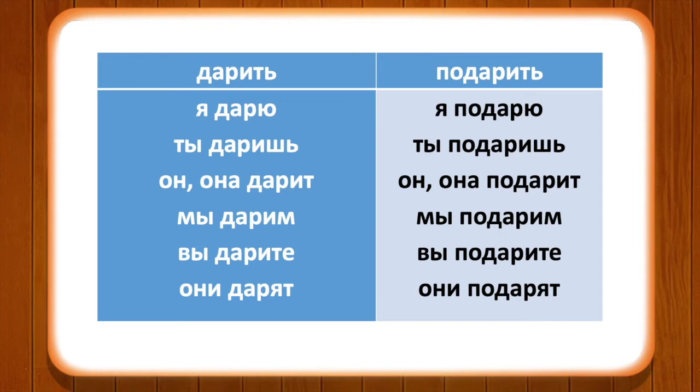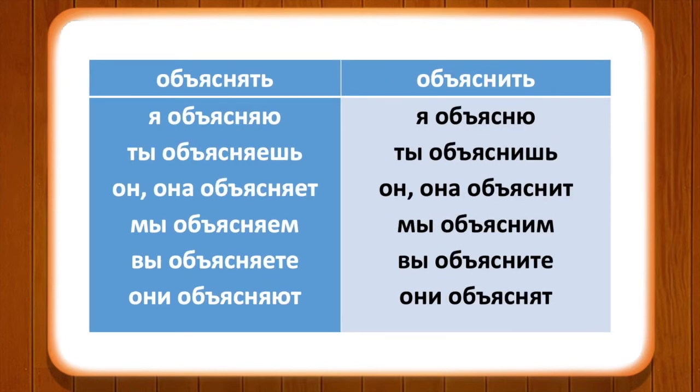Now let's go ahead and pay attention to the next set of verbs, abisnach and abisnich. Abisnach, abisnich means to explain. Ya abisnyayu, ti abisnyayish, on ana abisnyayat, mui abisnyayam, vi abisniche, ani abisnyayut. Abisnich, ya abisnyu, ti abisnish, on ana abisnit, mui abisnim, vi abisniche, ani abisnyayat.